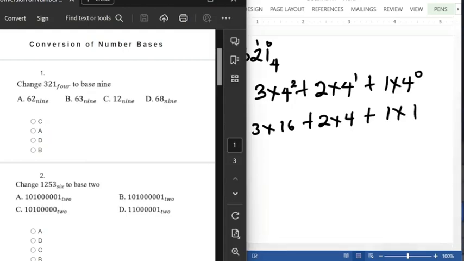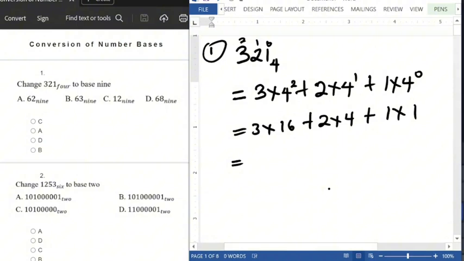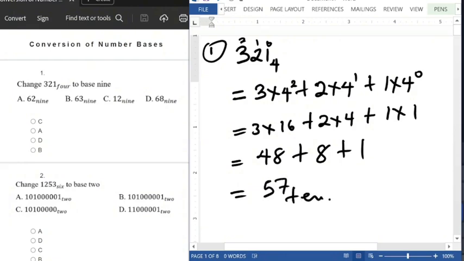So 3 multiplied by 16 gives us 48. So that is going to be 48 plus 2 times 4, 8, plus 1. And that's going to give us 57. So this is not the final answer. This is to base 10. Alright, so we now change this one to base 9. That is where we are going.